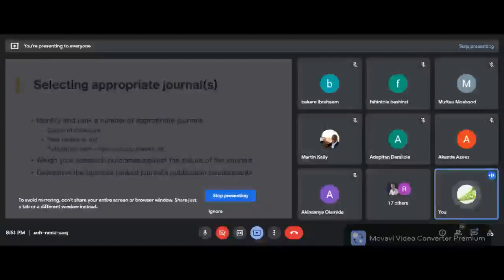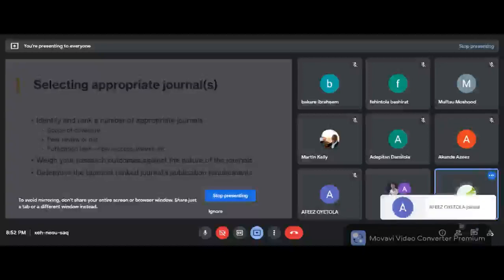So again, after being able to identify the number of journals to publish in, and then reconcile the nature of the outcome of the research and the nature of the journal, it's important to determine which of all of them is going to be given the highest rank. And then after that is to look up the journal's publication requirements, writing requirements, the structures, and everything that has to do with preparing a manuscript. So it is this that would give an idea of how to structure or how to begin the whole manuscript.